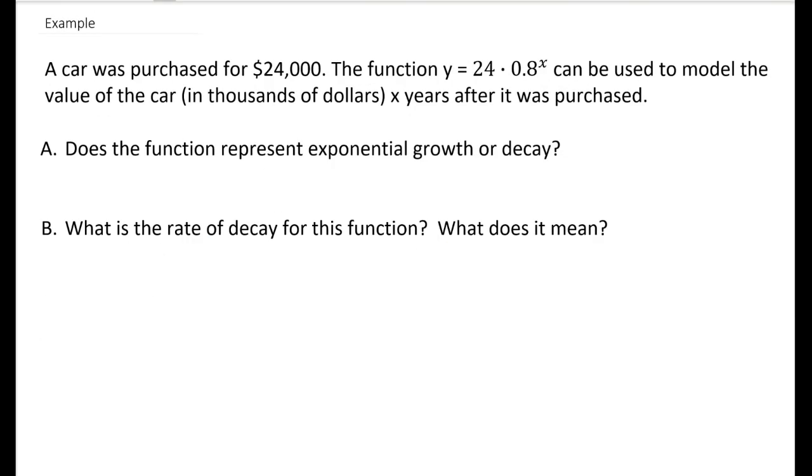All right, so we're going to actually look at another example. This is actually a very common example. You're purchasing a car for $24,000. So let's say you purchase a brand new car. Now the function y equals 24 times 0.8 to the x can be used to model the value of the car in thousands of dollars, x years after it was purchased. So basically, you start out with $24,000. That's what this number is here, 24. And basically, it's given by this function. So like, let's say 5 years after it was purchased, then you plug a 5 in here, and that will tell you what the value of the car will be.